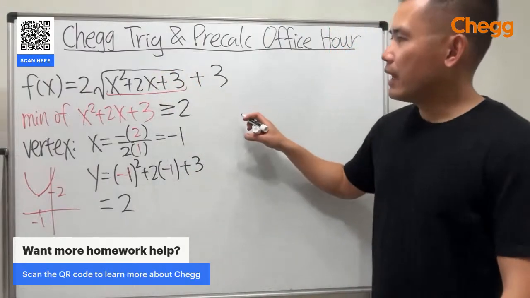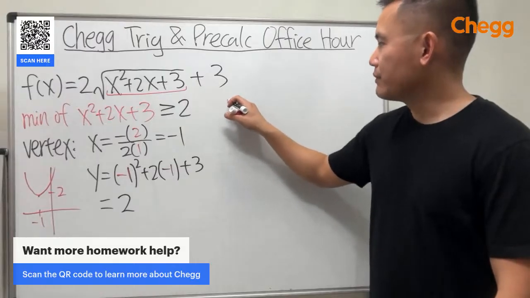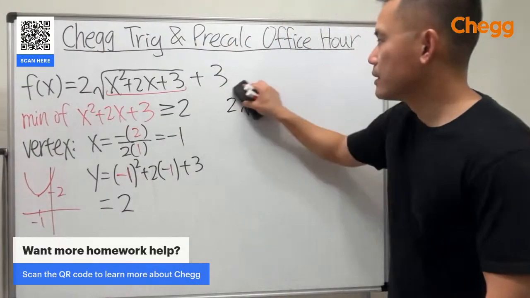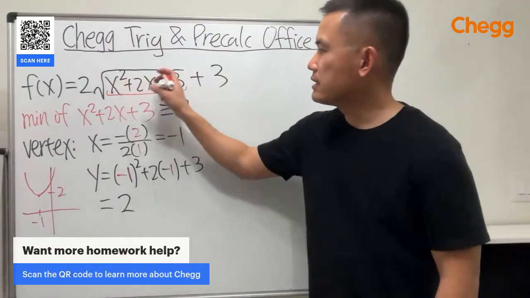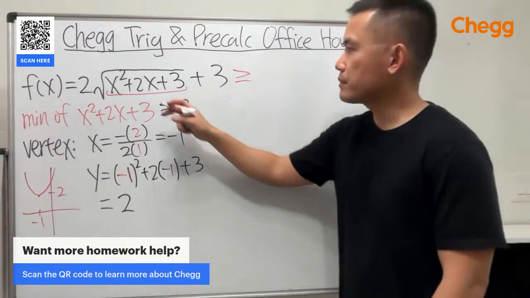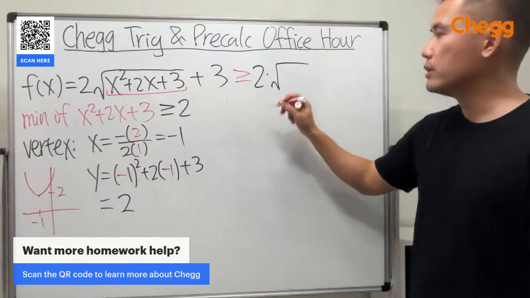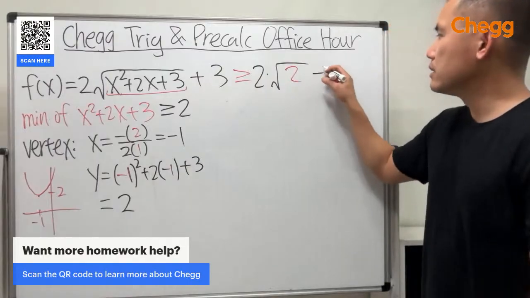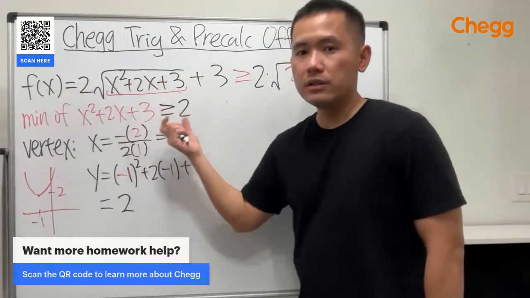So for this right here, I will just write it down like this. So we have 2 square root of the inside, which is, how should I write it? Oh, I'm just going to write it like this. So this inside is going to be greater than or equal to 2. So this means the whole thing will be greater than or equal to, we still have the 2 right there times the square root right here, but this part is greater than or equal to 2. And then just add 3 to it. And that's it. You can see that this function is always going to be like this.